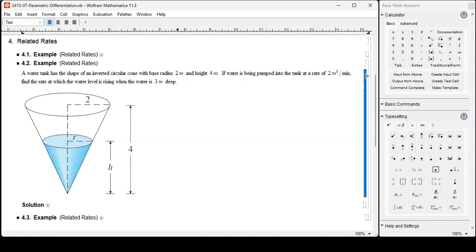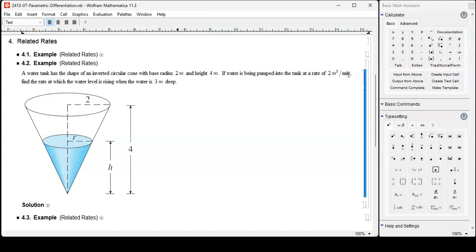And actually the problem came with this picture. So, inverted circular cone like this, and then as more water is being pumped in, H will increase, the water level will rise, and the volume of the water will also rise, and that's going to increase at this rate. The volume of water that is being pumped in. So you see, water is being pumped in at this rate.